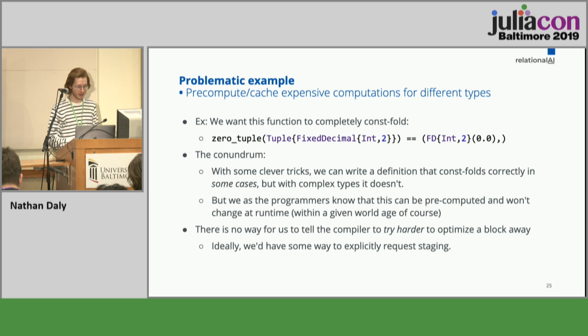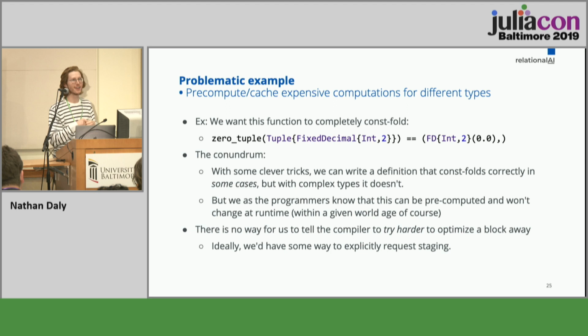So looking at that zero tuple, another problem is that we have to be able to use this with user types. So it's not just going to be integers and floats that go in there. It might be a fixed point decimal. And yeah, you can write a zero tuple function with some clever tricks. Jeff helped me construct one that usually const folds, but if the type is sufficiently complex, it still doesn't. But the thing is, we know this should be precomputed.